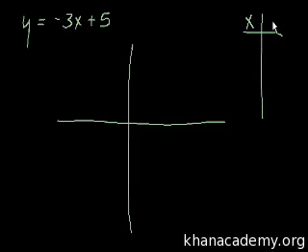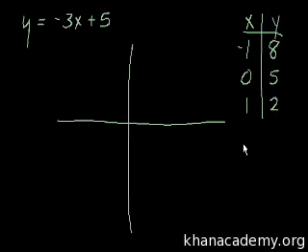So x and y. If x is negative 1, then negative 1 times negative 3 is 3 plus 5. It's 8. If x is 0, then y is 5. That's pretty easy. If x is 1, negative 3 times 1 is negative 3, then y is 2. If x is 2, negative 3 times 2 is negative 6, then y is negative 1. Is that right? Negative 6. No, negative 1. Something was wrong there. Right.